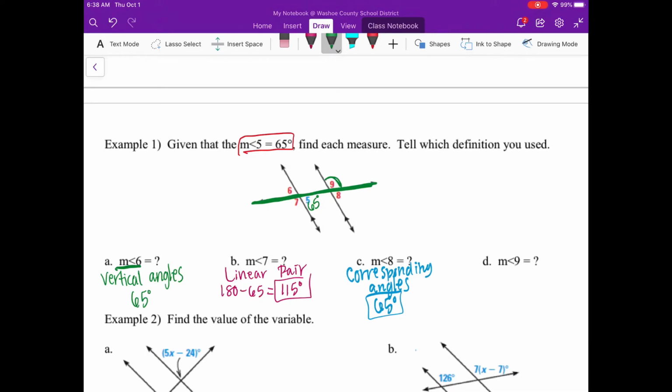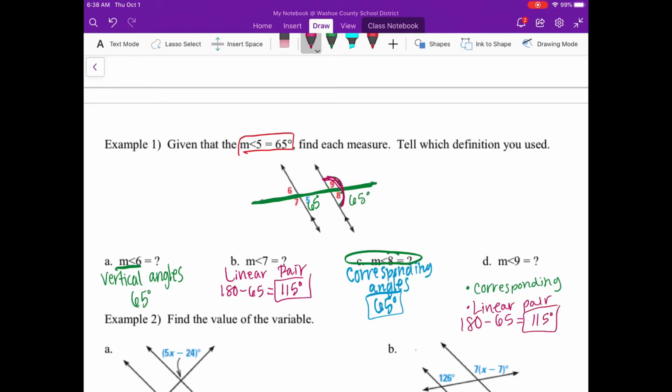So I'm going to have to combine properties here. The one I just did was corresponding, and that said that this is also 65 degrees. And part D is going to require two things. That I first use corresponding angles. And then now that I used corresponding angles, I'm able to go further and then say, oh, and now these are linear pairs. So first I use corresponding, then I'm using linear pairs, and then I can just do 180 minus 65, which is 115 degrees. And that gives me angle 9.